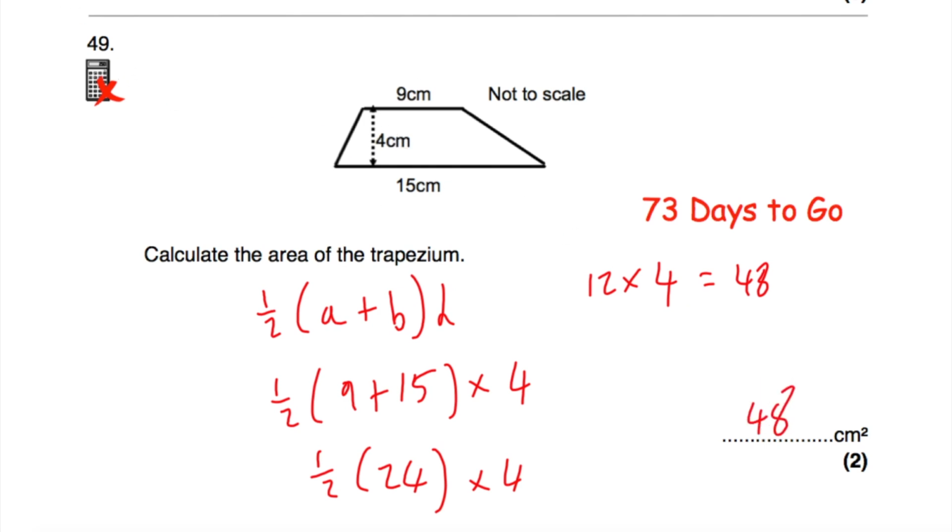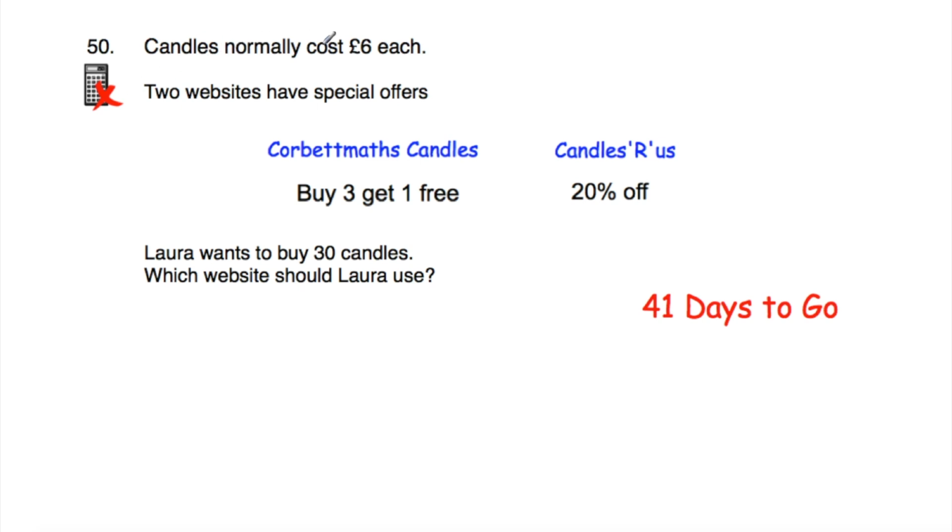Okay, next question, question number 50. It says candles normally cost £6 each, and there's two websites, Corbettmaths Candles and Candles R Us, and they've got special offers. Corbettmaths Candles, if you buy 3, you get 1 free, and Candles R Us, you get 20% off the total price. Now, Laura wants to buy 30 candles, so let's start with Candles R Us.